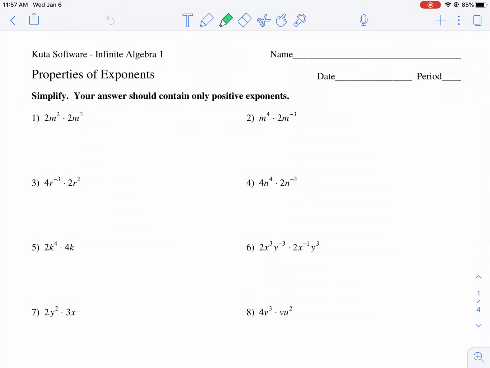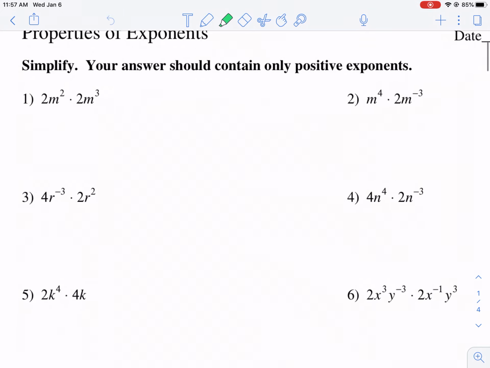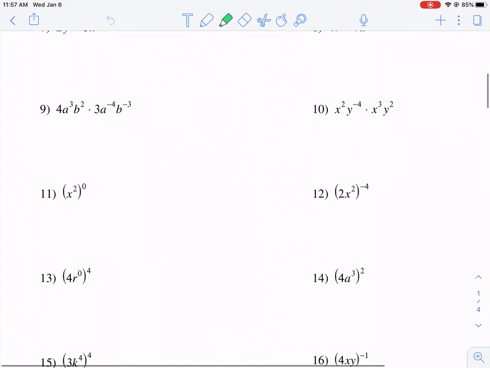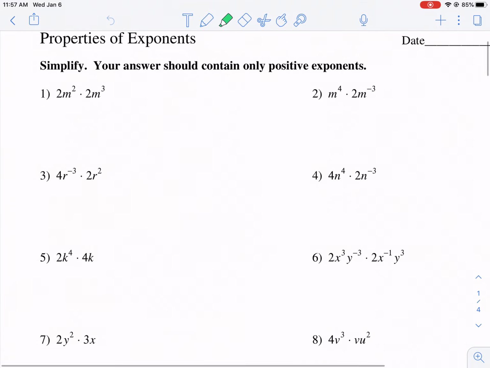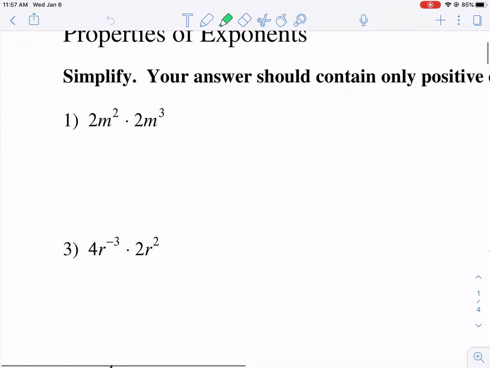We're doing properties of exponents, so let's get right into it. There's a lot here and you'll get the idea once we do a couple of them. So we're going to start easy and I'm going to work my way through just a select few so you get the general idea on how to do this on your own.